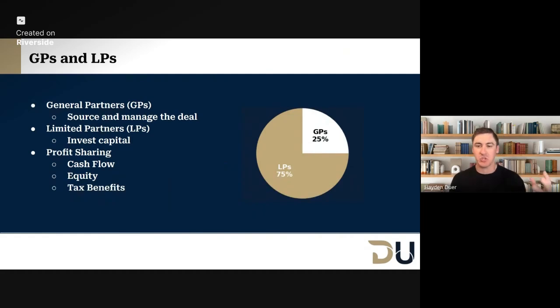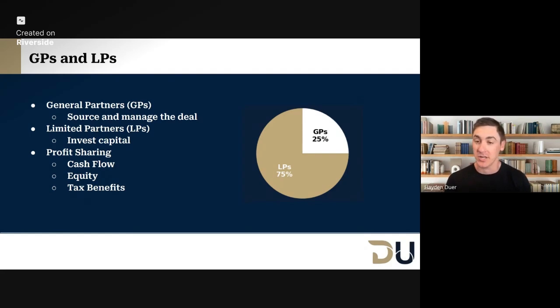Now, the difference between GPs and LPs. General partners, or GPs, or sponsors, it's said in several different ways. They source the deal. They do everything. They dive into the research on the markets. They source the deals. They make all the relationships with the brokers, with the insurance companies, and so forth. They set up the whole deal, and then they raise the capital for the project. And they manage the deal once they close and make all the decisions throughout the management of the deal.